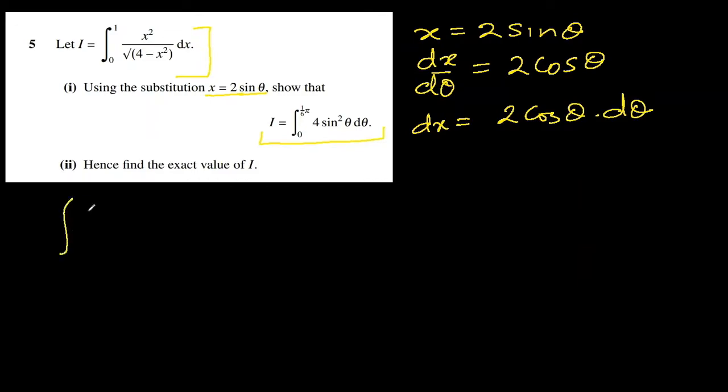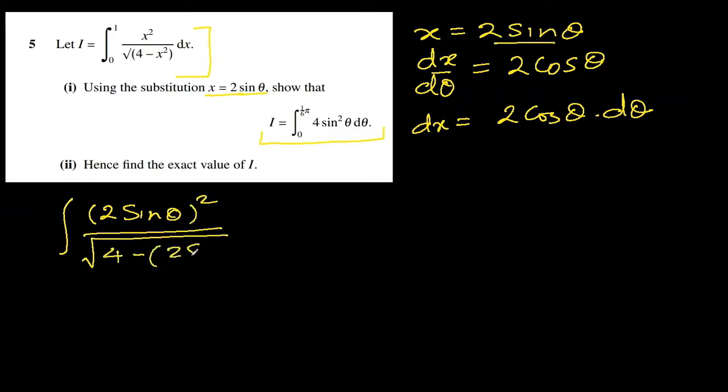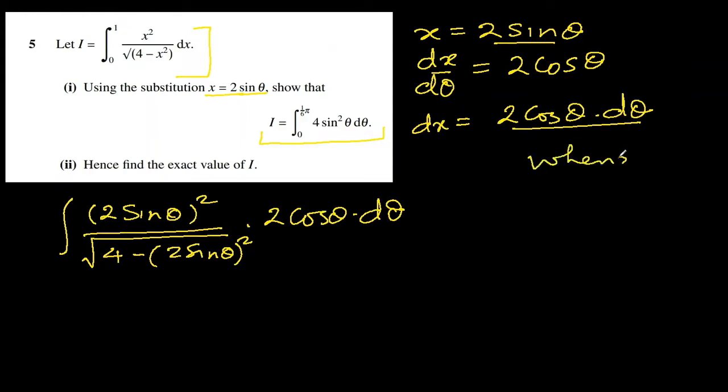So after substitution, it will be 2 sine theta, x is 2 sine theta, right? This one squared divided by square root of 4 minus again 2 sine theta squared, and dx. We got dx also, 2 cos theta d theta. There is a problem. We have not converted this 1 and 0. So let's do that also here. So when x is 0, this one is for x, right? This 0 is for x.